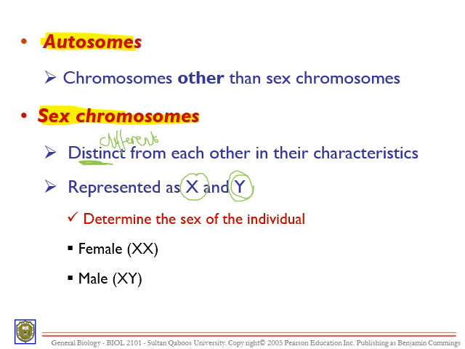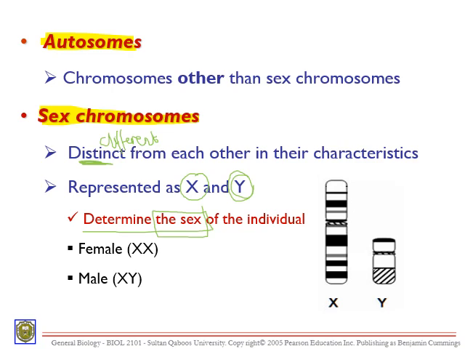Okay, now the sex chromosomes determine the sex of the individual. They determine whether the individual is a male or a female. If the individual is a female, she's going to have XX in all of her cells. If an individual is a male, he's going to have what? An XY.